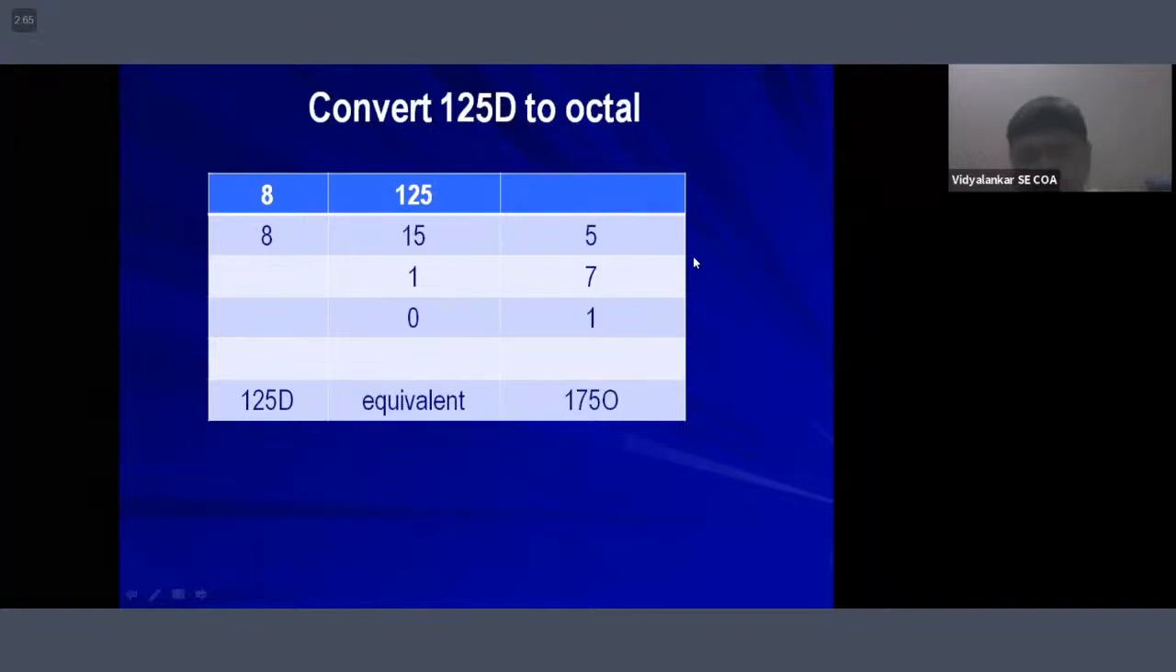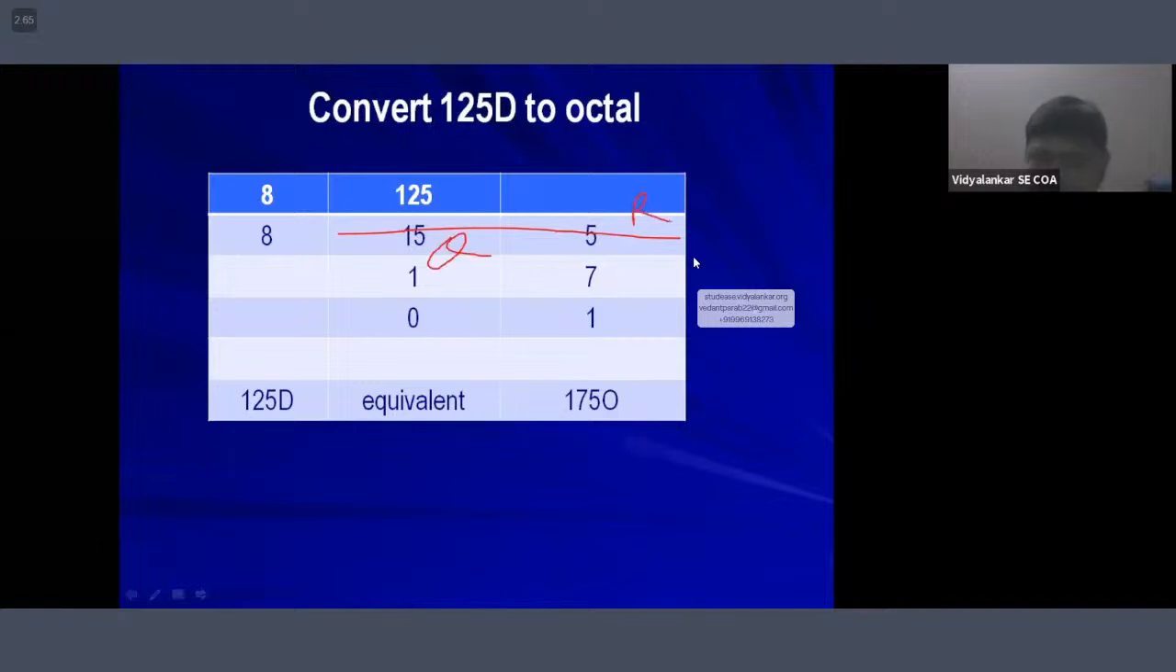If I divide 125 by 8, my quotient is 15 because 15 eights are 120, and the remainder is 5. As usual, I'm writing my remainder and quotient in the same line. Observe it: this is my quotient and this is my remainder. Same as decimal to binary. That's why I was saying in the beginning that if we understand two conversions, then our main understanding will be done.